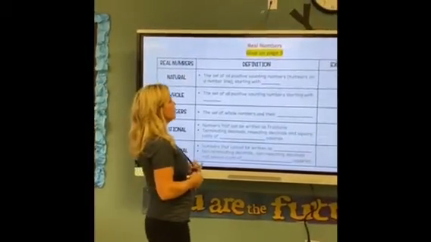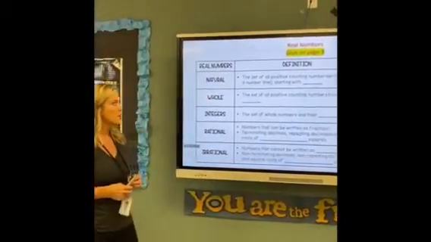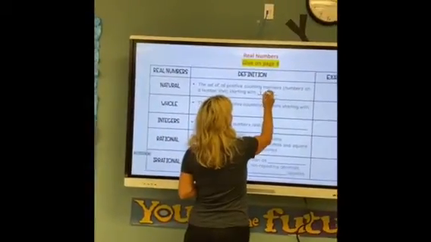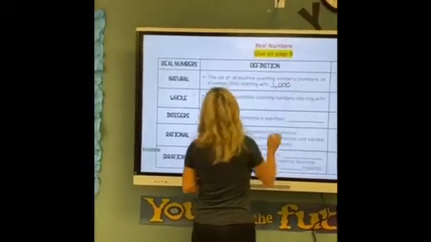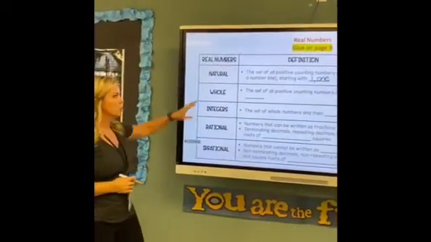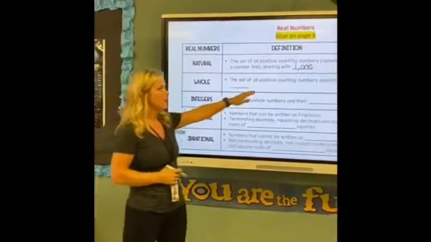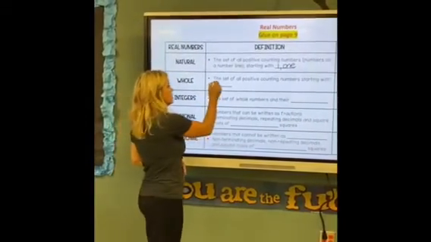Natural numbers are the set of all positive counting numbers, the numbers on a number line, starting with the number 1. Okay? Whole numbers include those natural numbers, but they start with 0. It is the set of all positive counting numbers starting with 0.